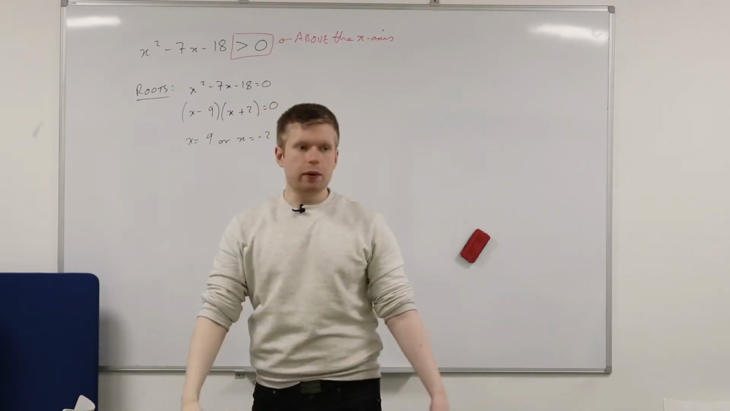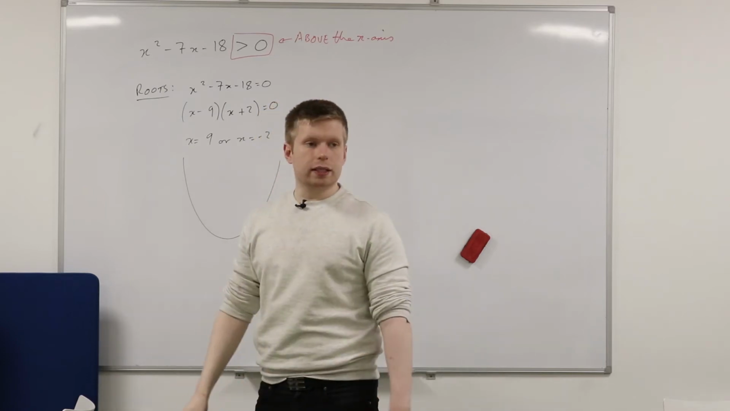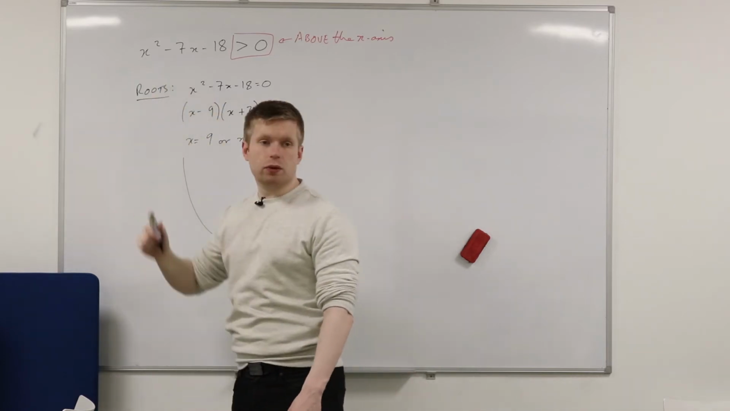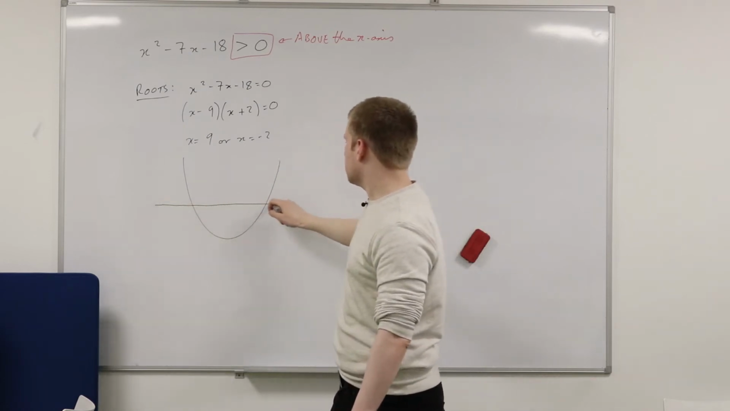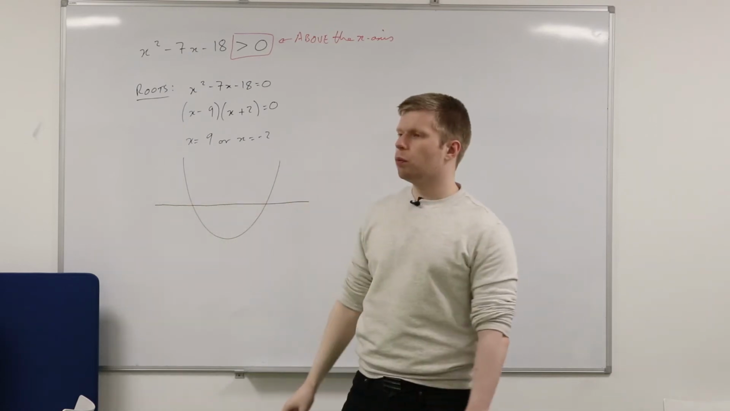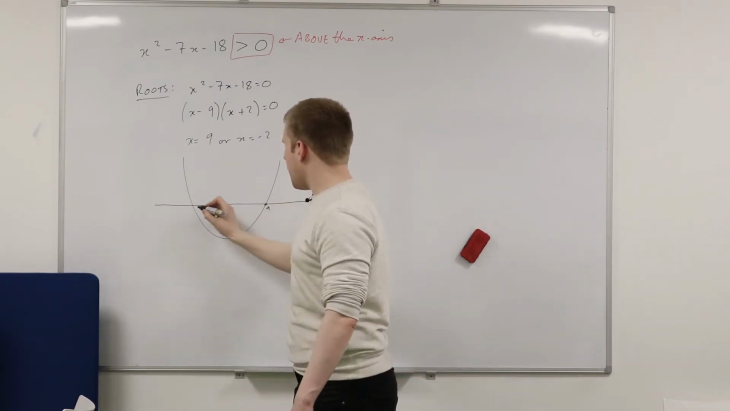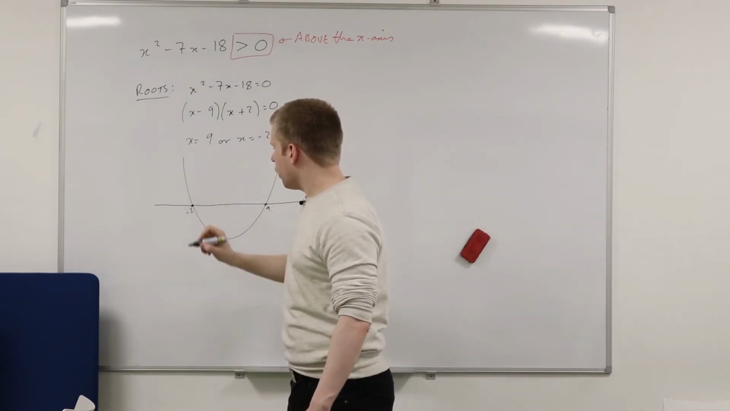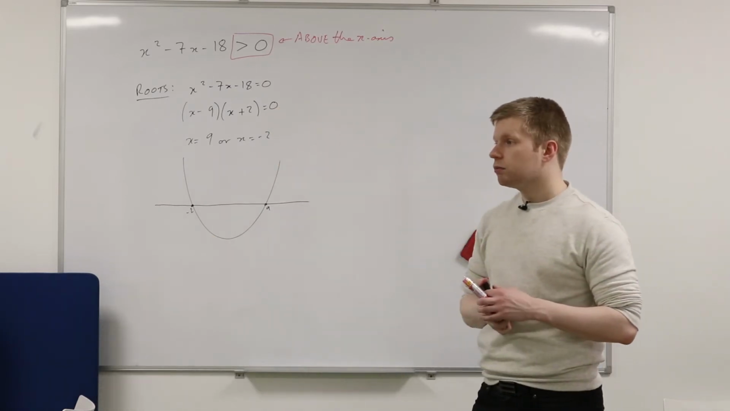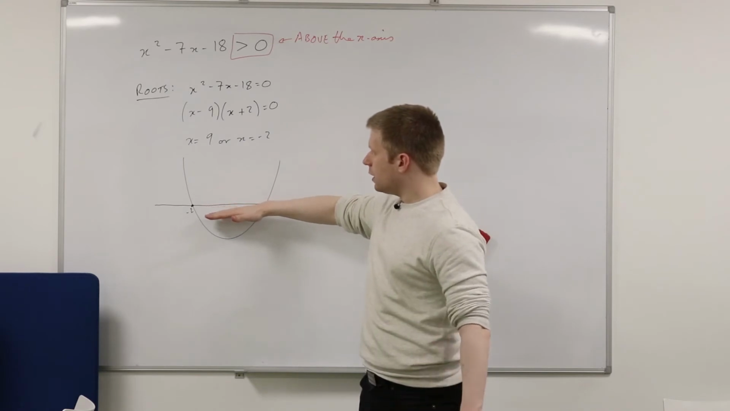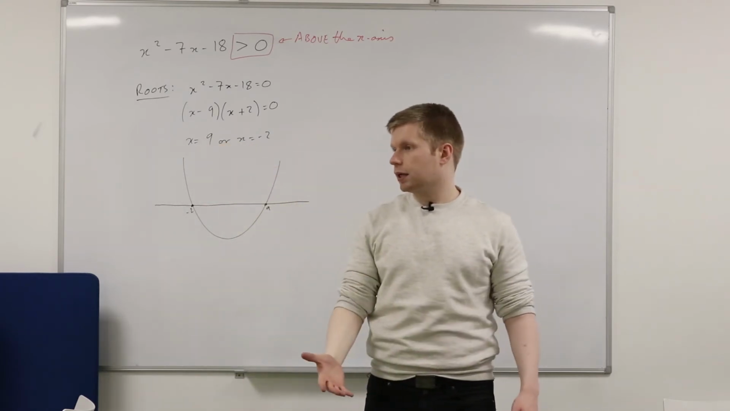Perfect. So now I need to draw it. I don't need to do a very good job of this. I just need to get the overall idea. First of all, it's a positive x squared, so it's a happy face. Now if I draw my axis in, like so, where would 9 and negative 2 be? Perfect. In this case, I don't actually need to bother drawing in the y-axis, because I don't care about the y-axis. I just care about this, because anything above this is above the x-axis, anything below this is below the x-axis.